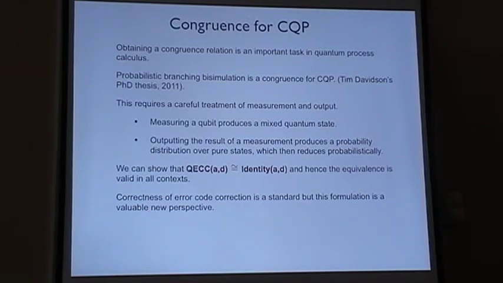So we can show here that the quantum recursion code system is equivalent to the identity process, and since this equivalence is a congruence, the equivalence is valid in all contexts. The correctness of the error correction code system is standard, but this formulation gives rise to a valuable new perspective.